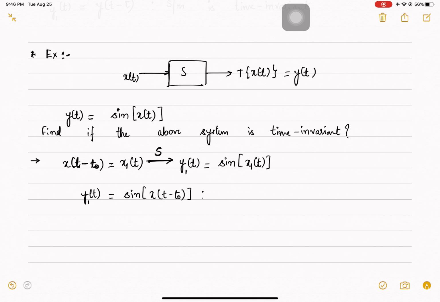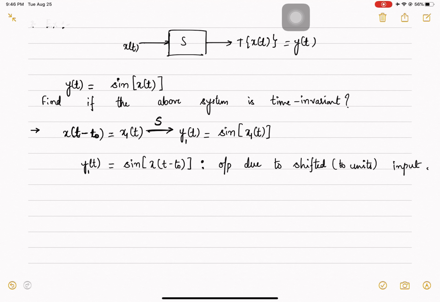Okay, so this is my output due to shifted input. Shifted by how many units? t naught units. Now I know that when I feed x of t, my output will be y of t. Now I will shift y of t. So if I shift y of t, what will happen?